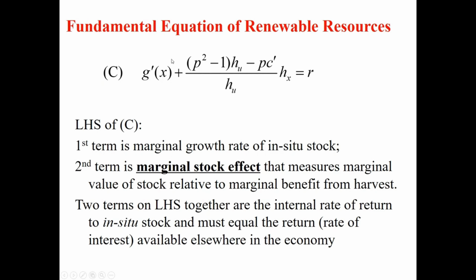The first term, this G prime of X, is the marginal growth rate of the in situ stock. So if we leave the fish in the ocean, they grow and their value increases, particularly if you think of keeping price constant. The second term is the marginal stock effect that measures the marginal value of stock relative to the marginal benefit from harvest. And these two terms together, the left-hand side together, are the internal rate of return to the in situ stock and must equal the rate of interest or the rate of return available elsewhere in the economy.